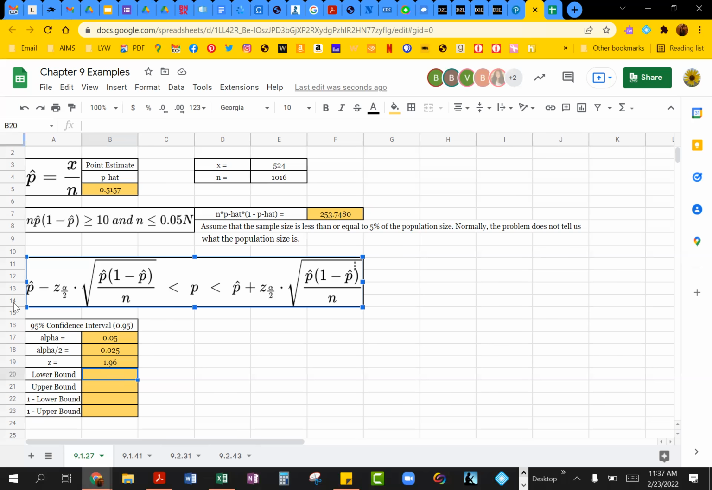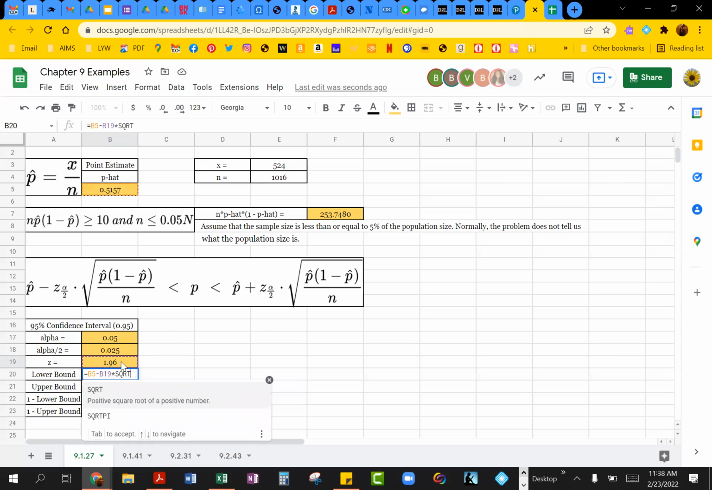So for the lower bound, that's going to be the one with the minus sign here. The upper bound is going to be the one with the plus sign. So equal to, you can see here we have p hat first. So p hat was this cell minus, then we're doing the z alpha sub 2, which is this number of 1.96. And then we're going to multiply that with the square root function.